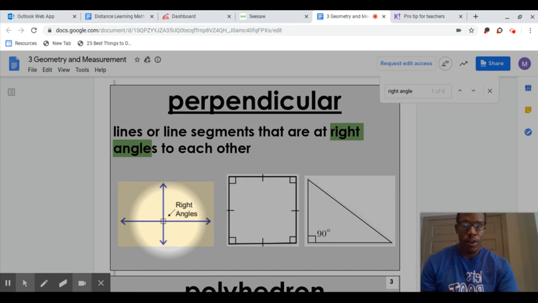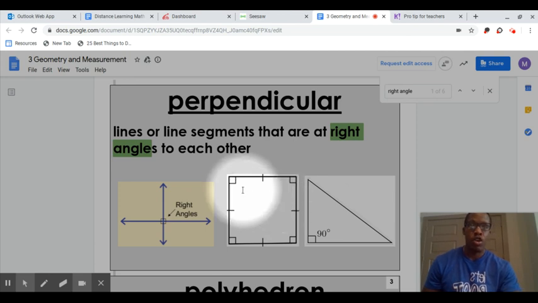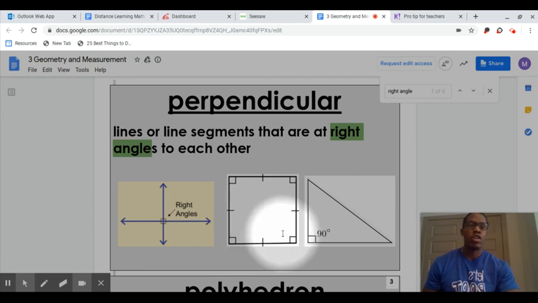Look at this square. In every corner, you will see a right angle. Quick check for comprehension. How many degrees is a right angle? Good. If you said 90 degrees, you are correct. Bonus question. Who can tell me how many degrees are inside of this square?